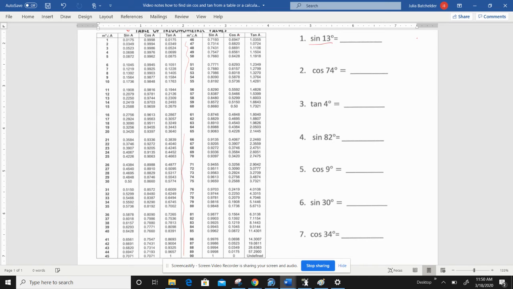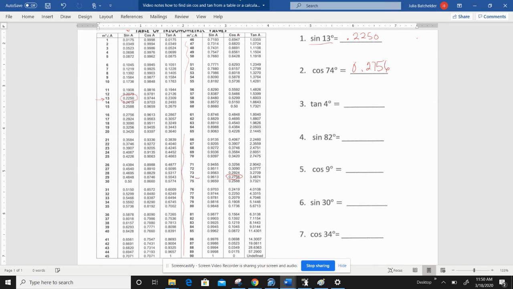So for sine of 13 degrees, you would go under 13 degrees. Sine is our first column, so 0.2250. If we were looking for cosine of 74, 74 is going to be in the second group of angles. Here's 74. Cosine is the middle column, so 0.2756.